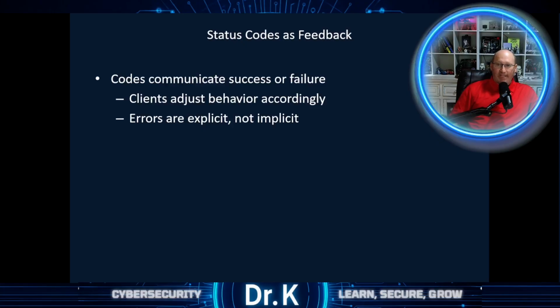The status code provides immediate feedback about the outcome of the request made by the client. The client uses these codes to decide whether to retry, redirect, or report the error. This explicit signaling reduces ambiguity in a distributed communication structure. This is how the system is able to go, what happened?